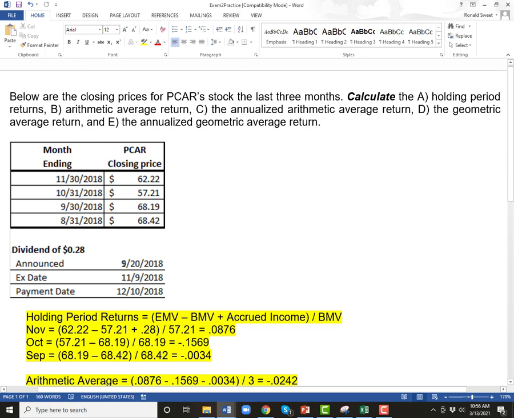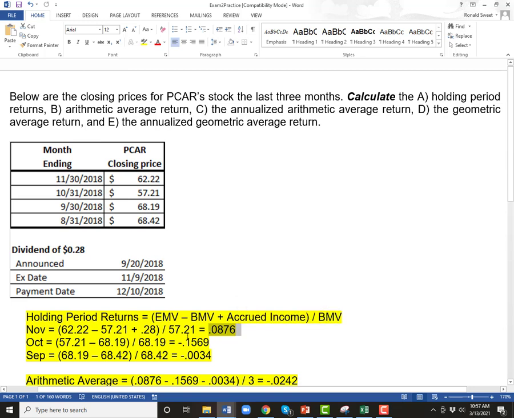They announced it in September. It went ex in November and it was paid in December. Well, the ex date is all you care about, so you're going to put that dividend in with your November calculation. So we'll start with November. You can start with November or September, it doesn't matter. The ending market value is 62.22, beginning is 57.21, and November is the month that we want to put the dividend in, the 28 cents. So we take $62.22 minus 57.21 plus the accrued income, divided by beginning.